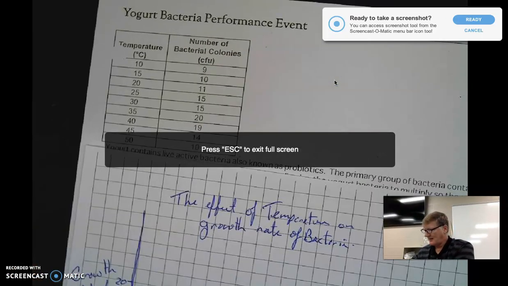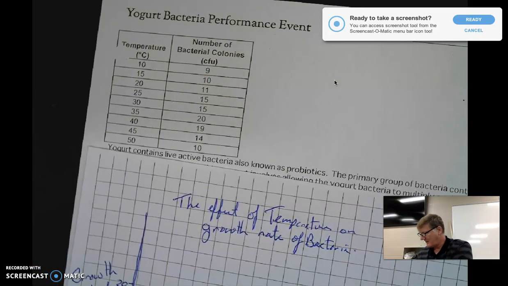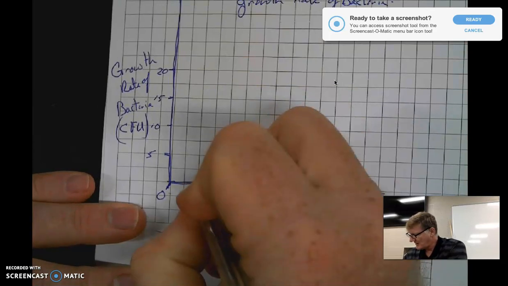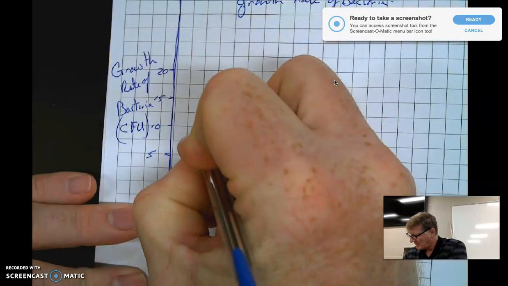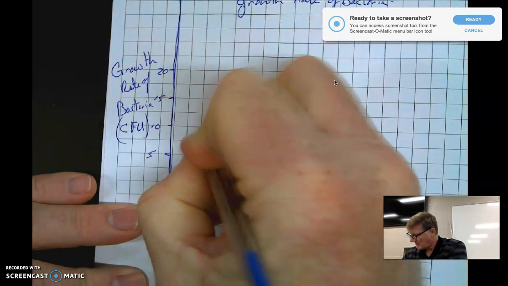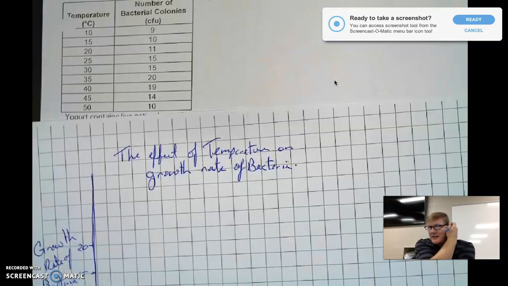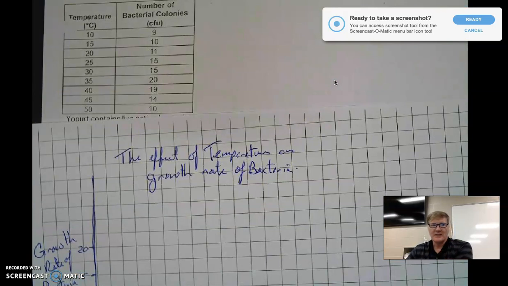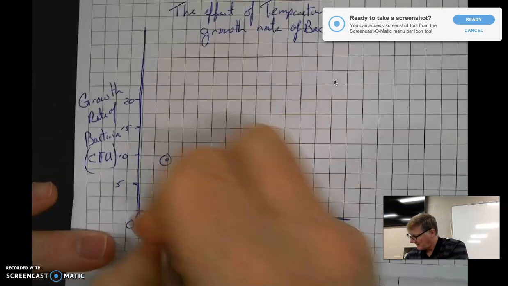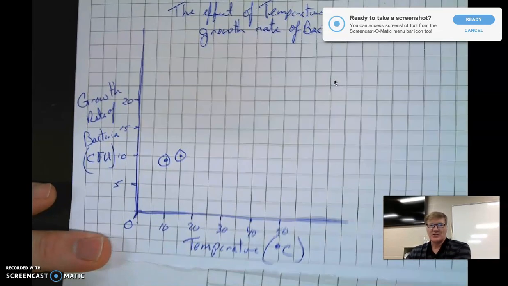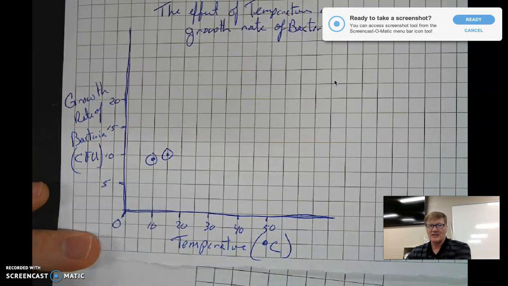I can see that at 10 degrees I went to 9 CFUs. So at 10 degrees, going up to 9 CFUs, putting my first dot. Then at 15 degrees, I'm going up to 10, and so forth. I would continue this process until I have completed my graph.